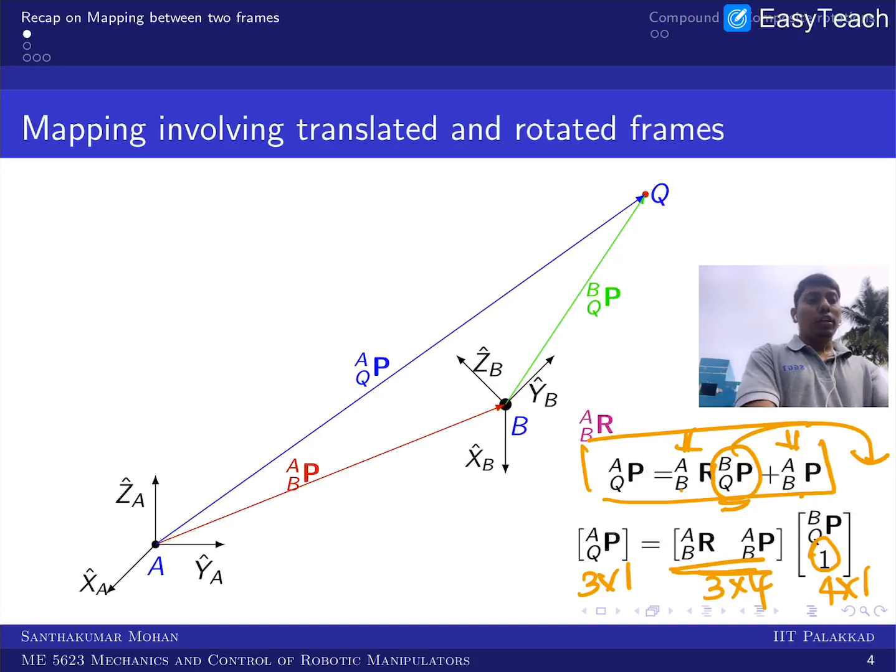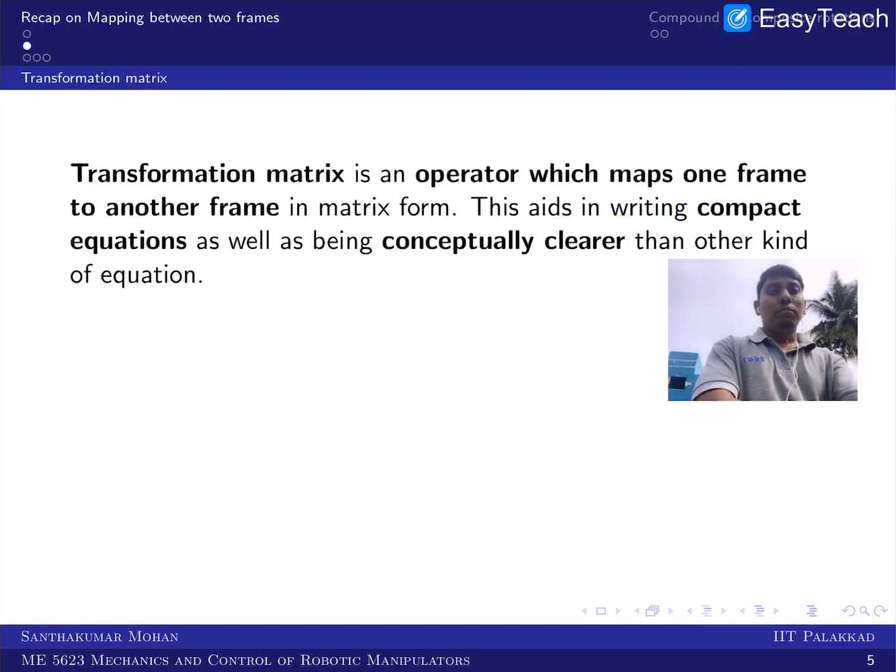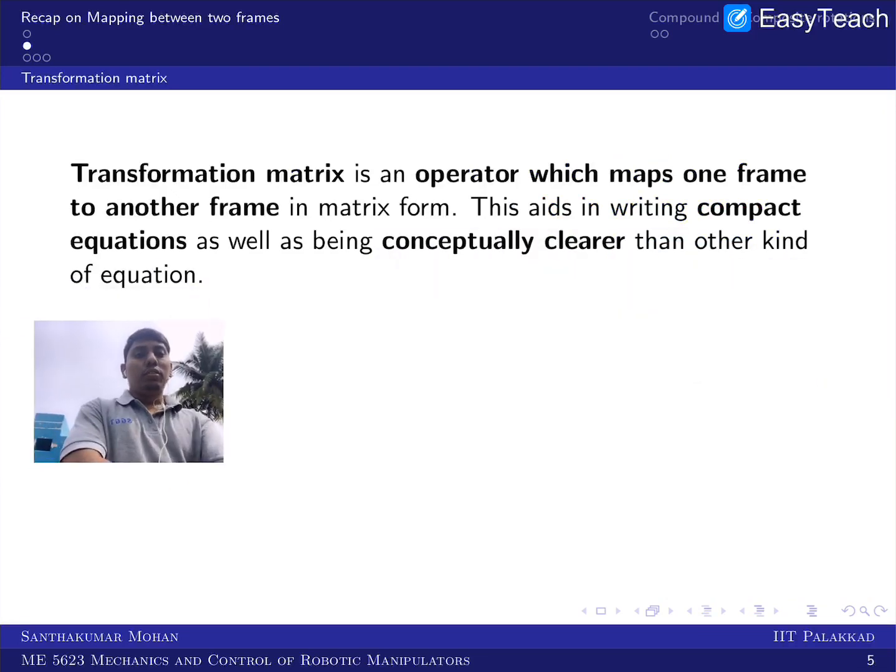So then what we are doing is upgrading the dimension here. Instead of 3 cross 3, or 3 cross 1, or even 3 cross 4, can I make it 4 cross 4? This is what we call a transformation matrix. It is an operator which maps one frame to another frame in a matrix form. What it gives additionally is a compact equation as well as being conceptually clear.